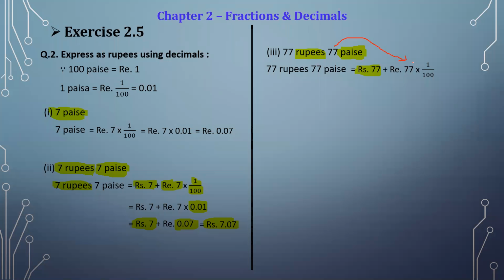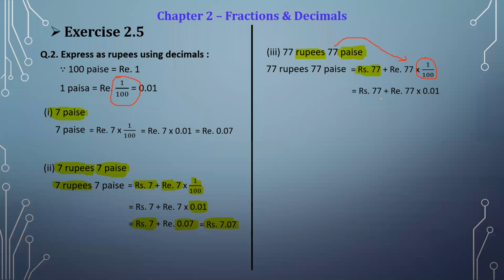So we have to multiply that 77 by the value of 1 paisa, which is 1 upon 100, which is given in our starting condition. 1 paisa is equal to 1 upon 100, so we just multiply by that value. You can also put 0.01 instead of 1 upon 100.